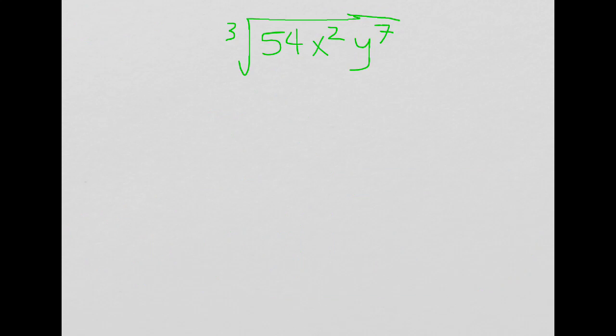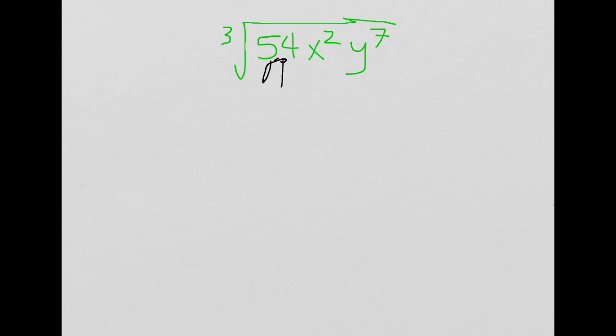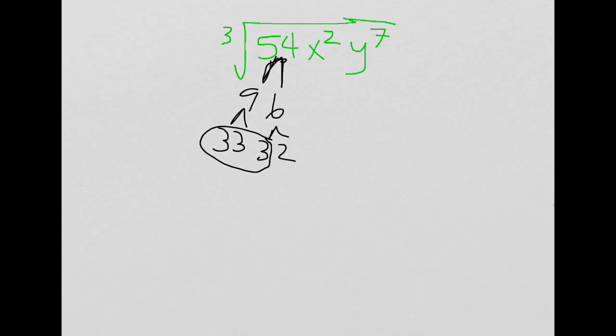Cube root, we do the same thing. We start with the number and break it down. So that's 9 and 6, 3 and 3, 3 and 2. Except now it's a cube root, that's what the 3 means. Instead of a pair, I need to pull out a set of 3. So I have to have a group of 3 before I can pull it out of the radical. Now when you write your answer, you need to make sure that you include this 3 with the radical in your answer.